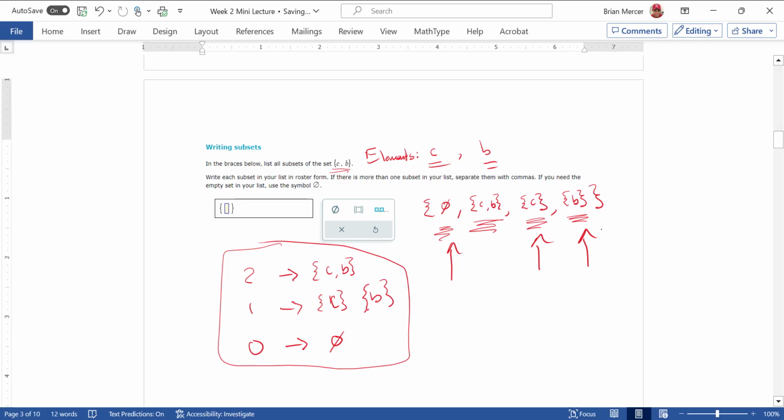considered proper subsets. So just as a little bit of a reminder, if I say, for example, this statement that C, the set containing C, is a proper subset of the set containing C and B. So that would be a true statement.